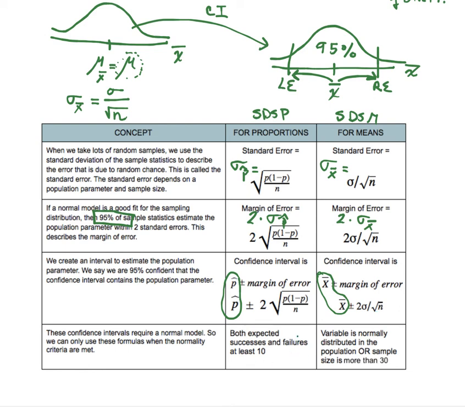Down at the bottom was the criteria in order to be able to do this. Expected successes and expected failures of at least 10. That was our criteria, that NP and NQ are greater than or equal to 10. And here, our variable is normally distributed, or our sample size is more than 30, is the new criteria that we're applying to means.